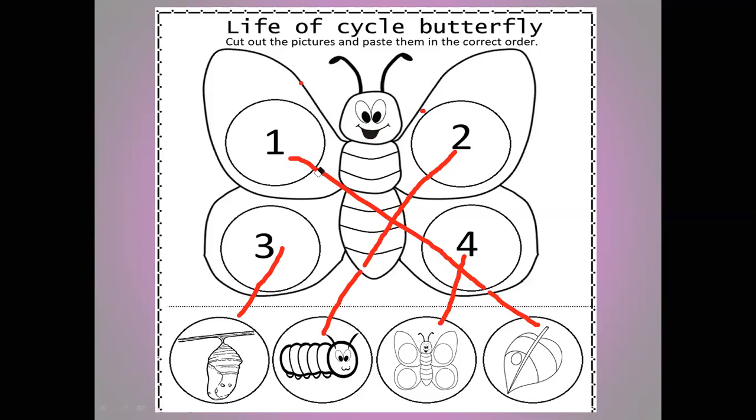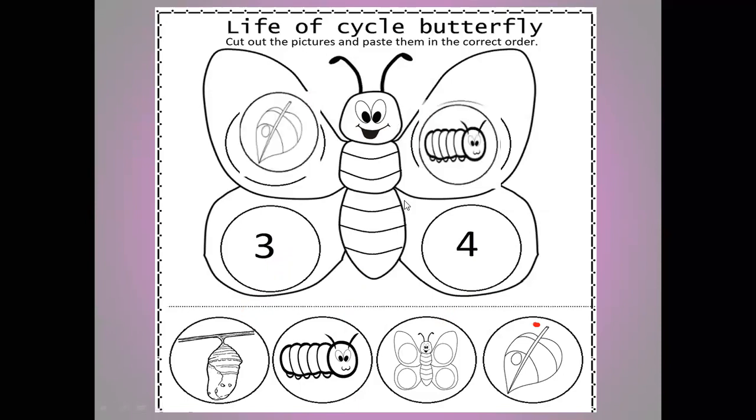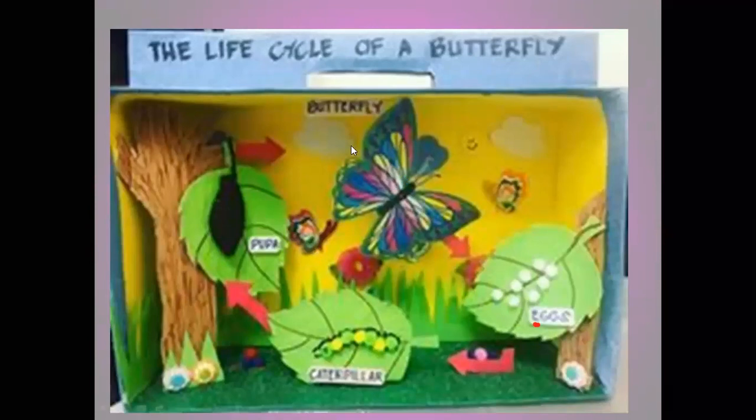Now, KG, I'm going to move to the next slide and I want to show you a project. If you get time at home and your mummies have time with you, you can make this, or maybe something different. If you can see on the screen, it's a very beautiful project. This project is made with paper, cotton balls and yarn.